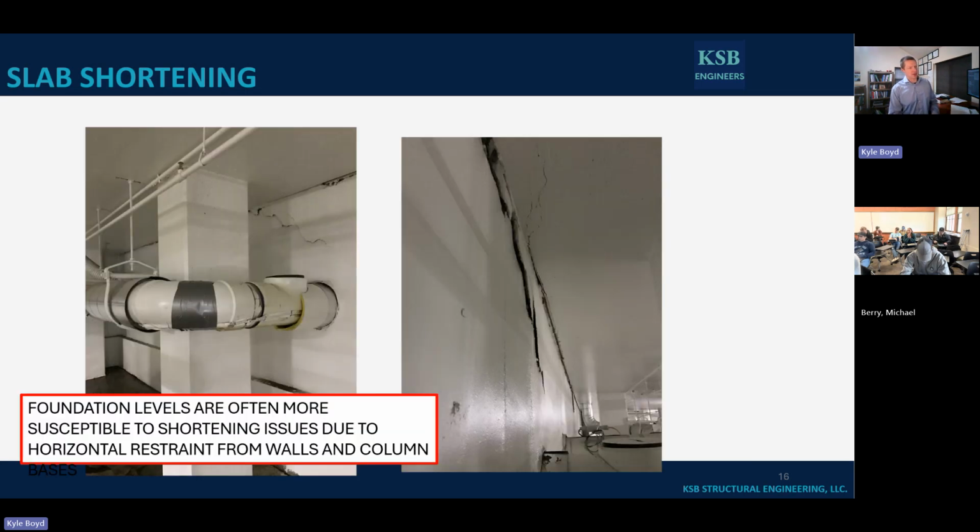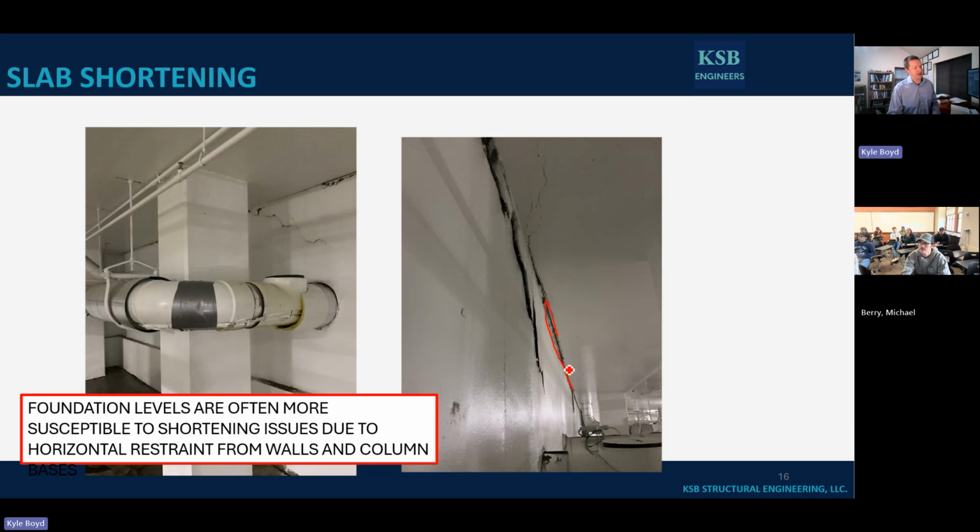So here's some more issues. The majority of the time that you see slab shortening rear its ugly head is going to be down at your foundation levels. I'm going to show you why that is on the next slide. But you can see this is a different project where, again, the idea was we were going to do a slip connection with this foundation wall. This was 3 or 4 stories below grade.